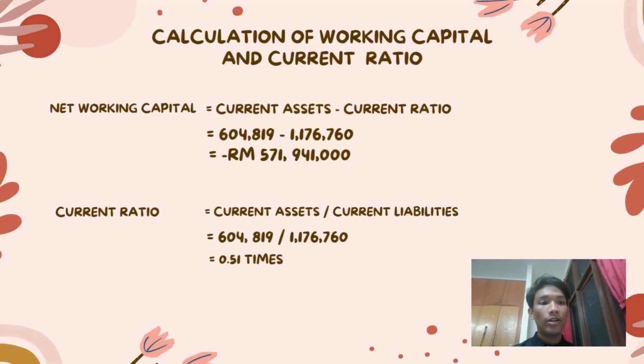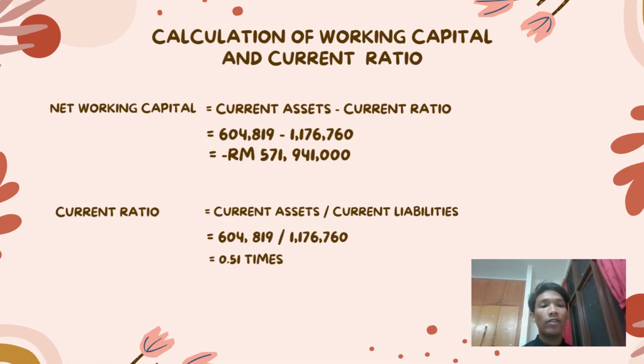Next, I will explain about the calculation of working capital and current ratio. To find net working capital, the formula is current asset minus current liabilities. We just subtract current asset amount 604,819 minus 1,179,719, and the final answer we get negative RM571,841,000. So, in 2024, the company's current liabilities exceed its current asset. The company does not have enough short-term asset to cover its short-term obligations.